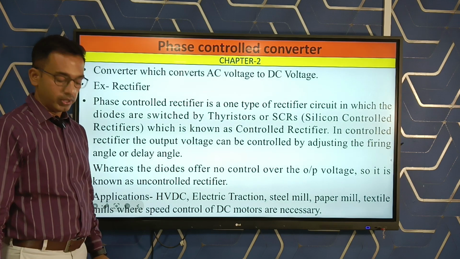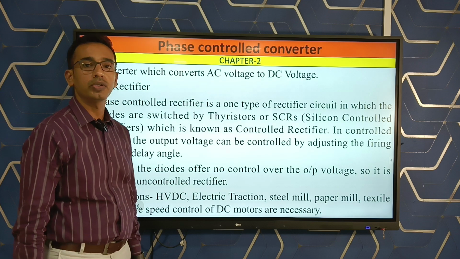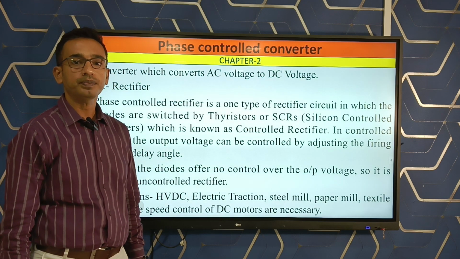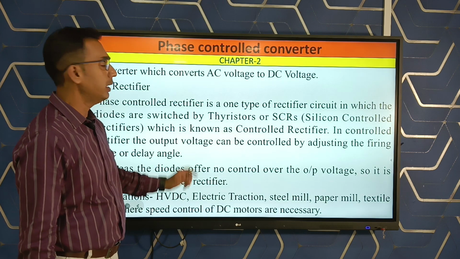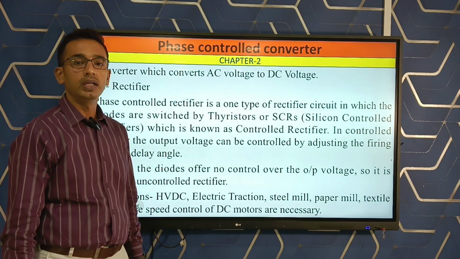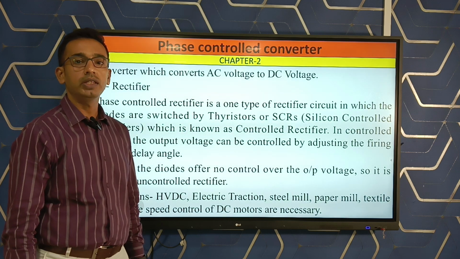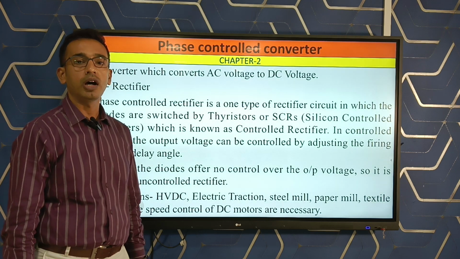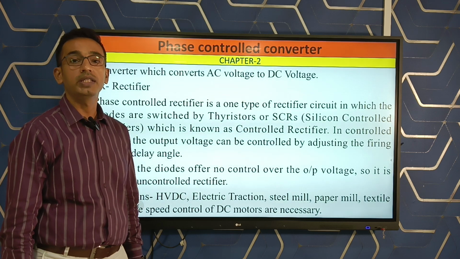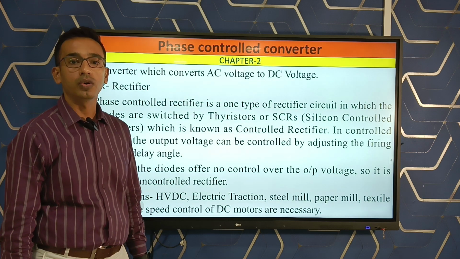In the phase control rectifier, we basically use the thyristor. The thyristor belongs to the SCR family, SCR being the silicon controlled rectifier. What is the advantage of using a thyristor? When a thyristor is used in the rectifier, the output voltage can be controlled. One is uncontrolled voltage, one is controlled voltage.